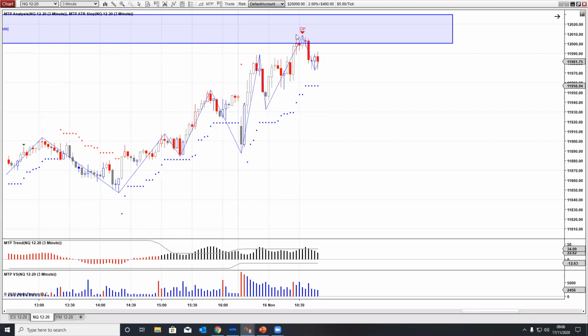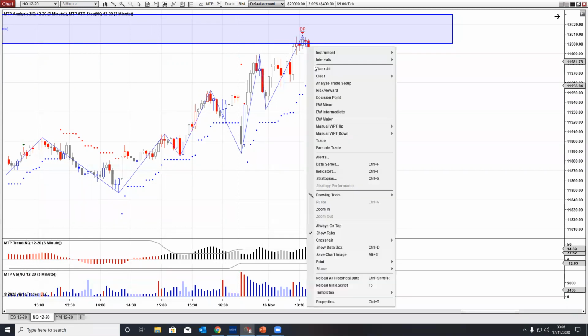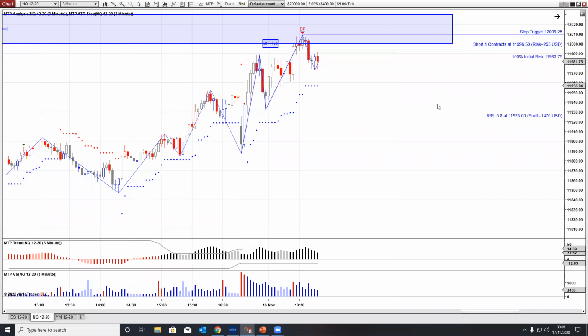So you would have actually had an automatic setup here to start with. Our MTP trend was grey or black, to show you in the process of making a reversal. You would add higher time frame resistance. Here's your red sell bar. So you right mouse click, do analyze trade setup. That would have been your trade setup into a potential target down here.